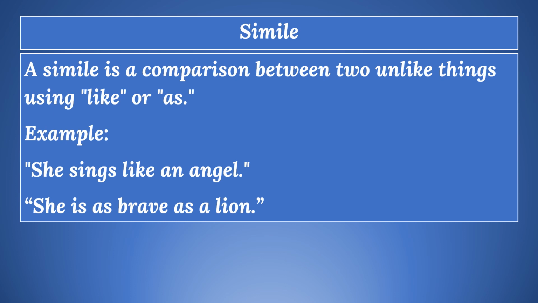The first one is simile. A simile is a comparison between two unlike things using like or as. These both words are used in similes. For example, she sings like an angel, or she is as brave as a lion.